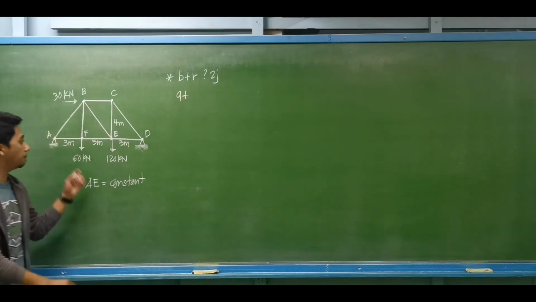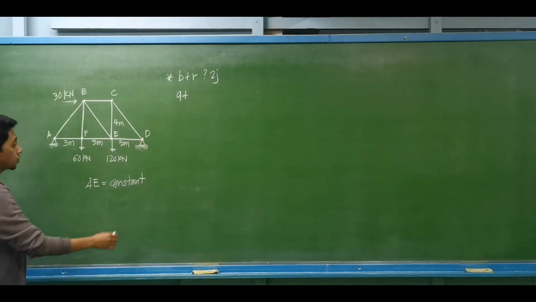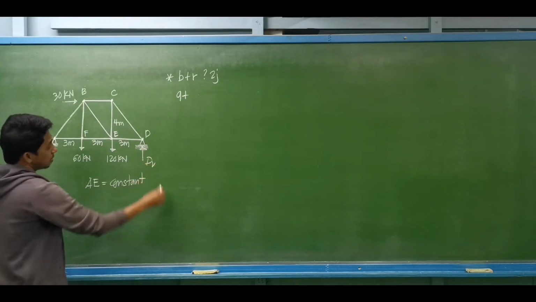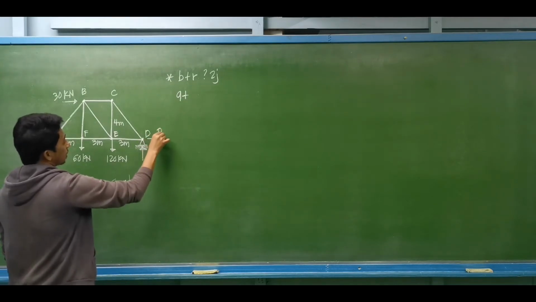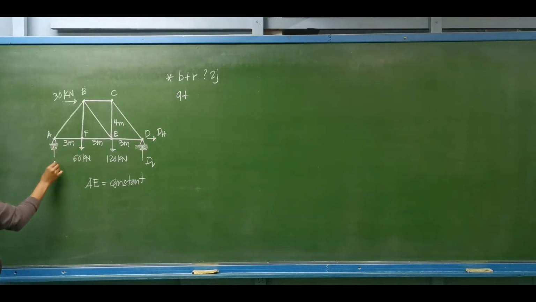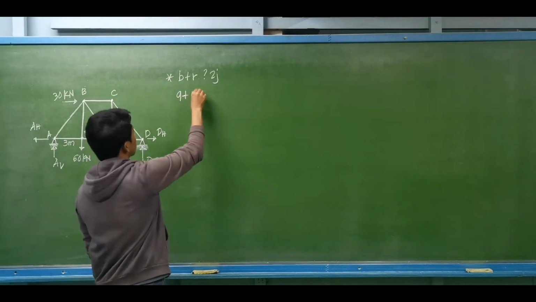Plus, as you can see, supports A and D are hinge supports. For a hinge support, we have two support reactions. So let's say the vertical reaction at D, the horizontal reaction at D to the right, the vertical reaction at A, and the horizontal reaction at A. As you can see, we have 4 support reactions.